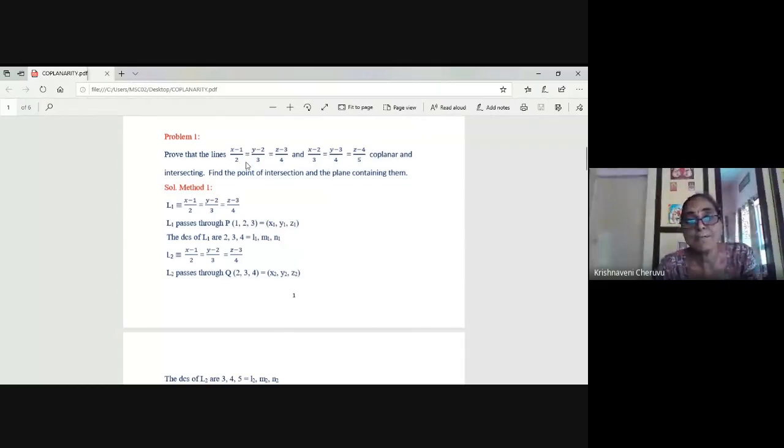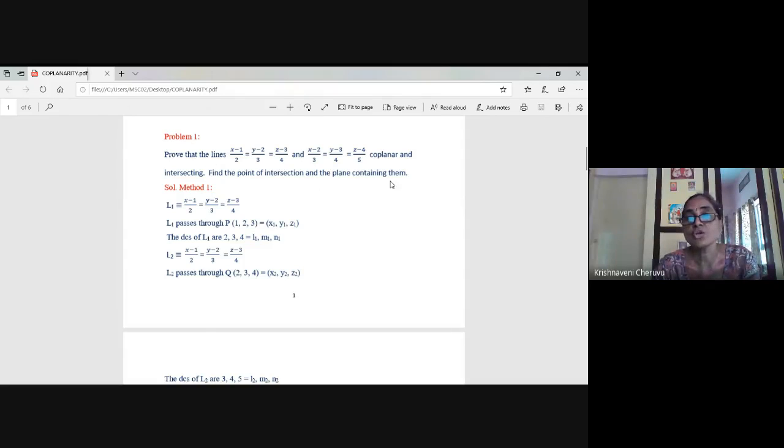If they are on the same plane, you have to find out the equation of the plane on which they are lying. And once they are coplanar, you have to even check whether they are intersecting also. I told you, if they are coplanar, they may intersect or they may not intersect. If they are coplanar and if they are not parallel, then only they intersect. So in this question you have to first check whether these two lines are coplanar and whether they are intersecting. If they are intersecting, you have to find out the point of intersection, and also, if they are coplanar, you must find out on which plane they are lying.